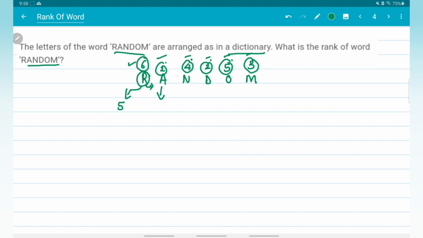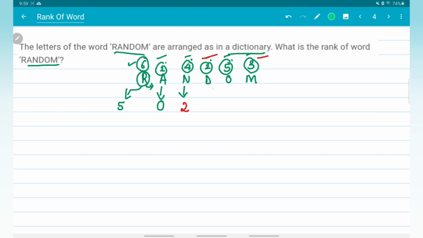Now for A, check on the right side. A has got the number 1 and there is nothing on the right side which is less than 1. So we're going to write 0 over here. Then for N, it has got the number 4, and on the right side we have got 2 and 3 which are less than 4. So 2 numbers are there which are less than 4.